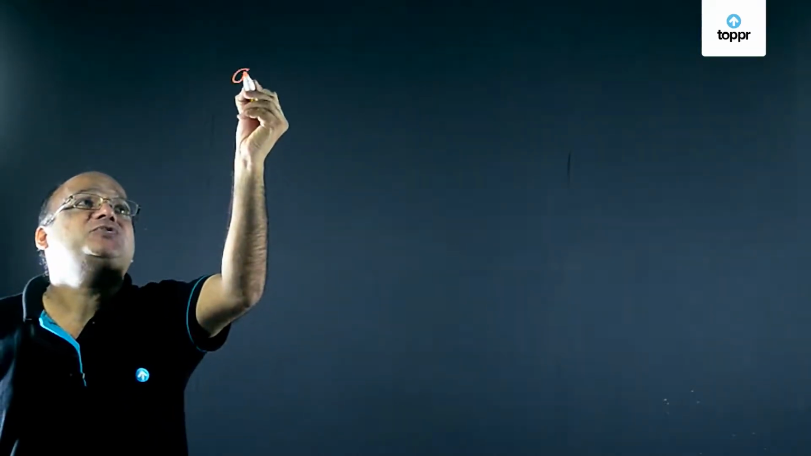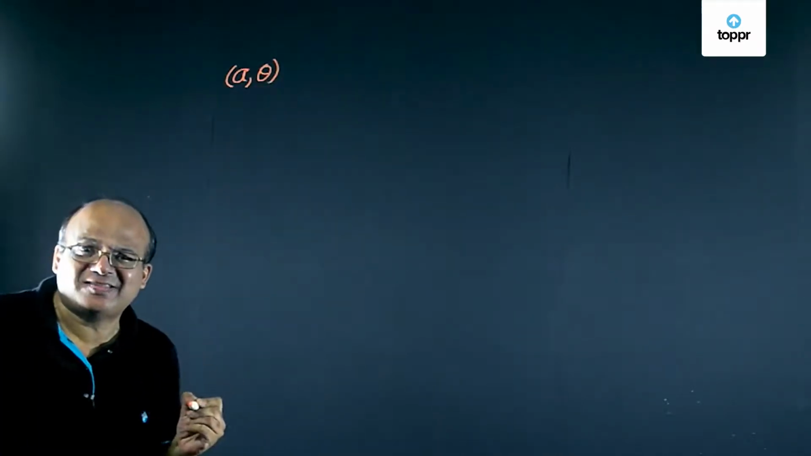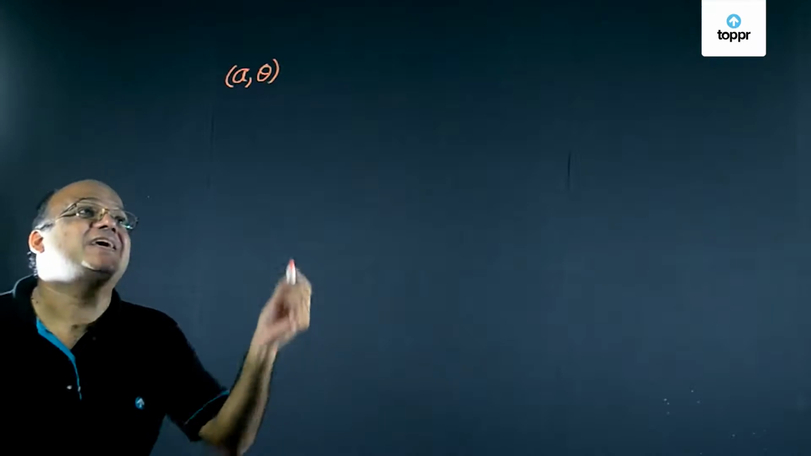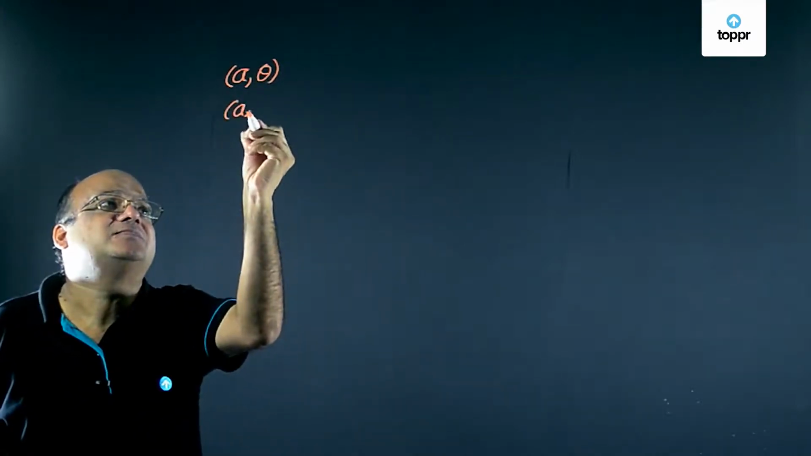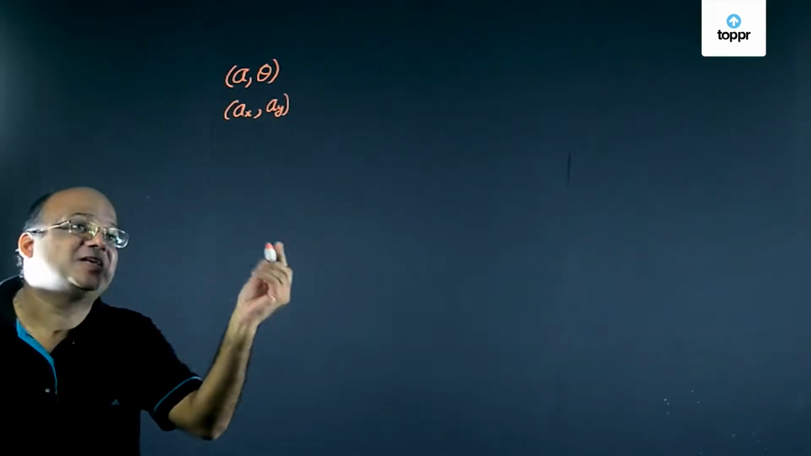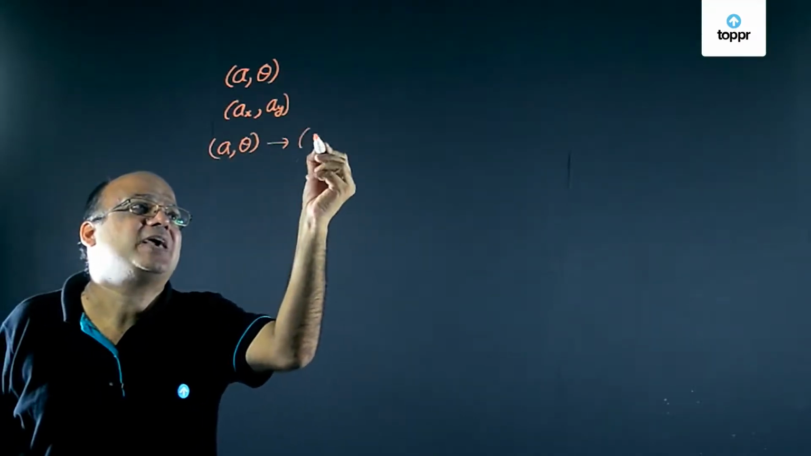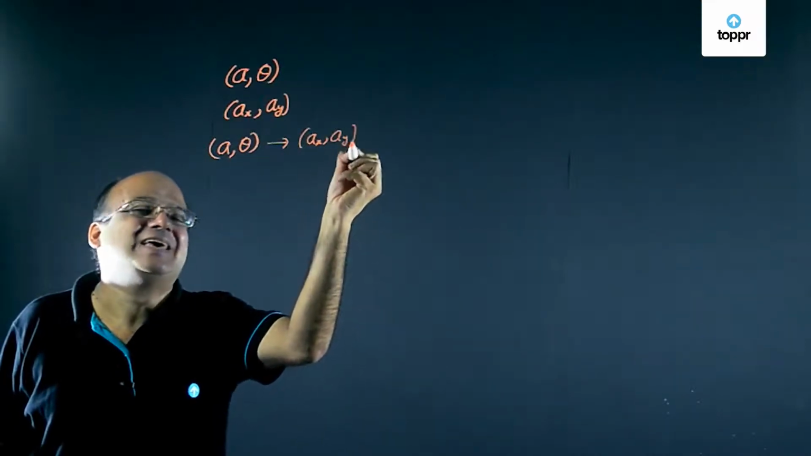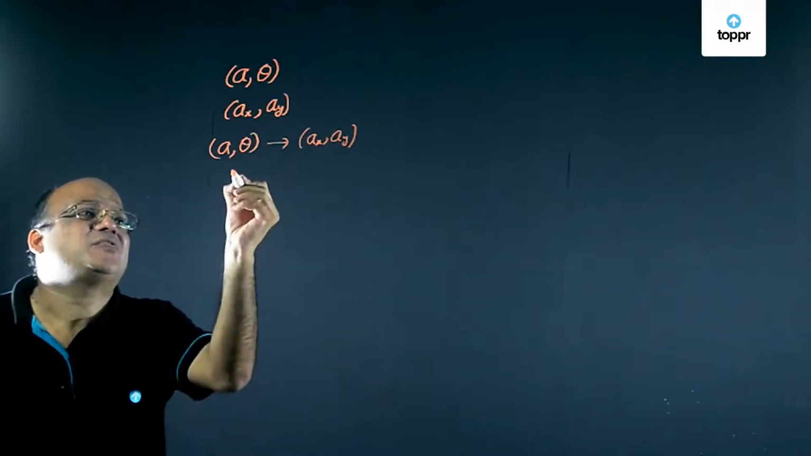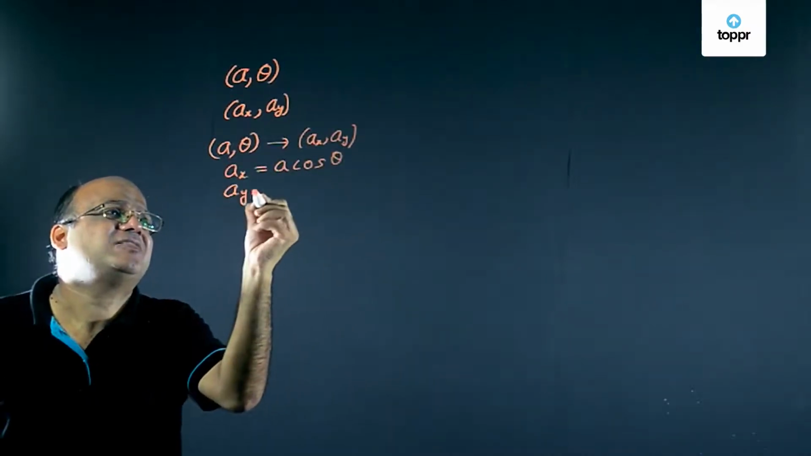Any vector can be expressed in two ways. First is magnitude and angle, A and theta. Second is in terms of components. So in a two-dimensional case, we'll have two components, Ax, Ay. We can easily move from A, theta to Ax, Ay. If A, theta is given, how to find Ax, Ay? Ax will be A cos theta, Ay will be A sin theta. Typically, theta is the angle between the vector and the x-axis. So Ax is A cos theta, Ay is A sin theta.